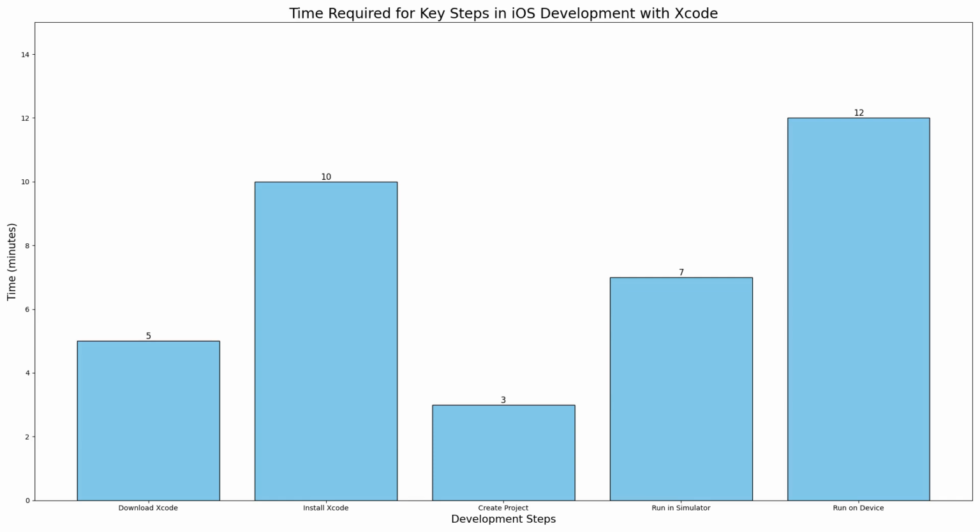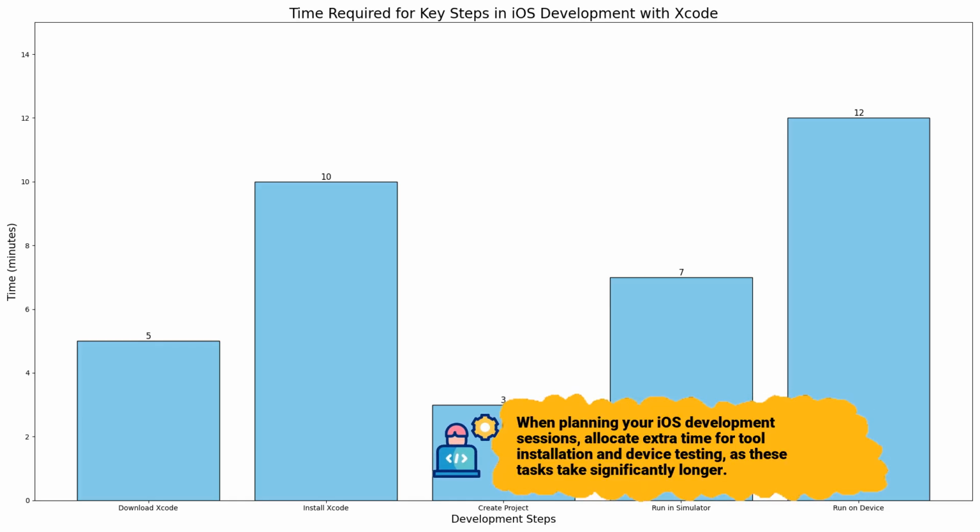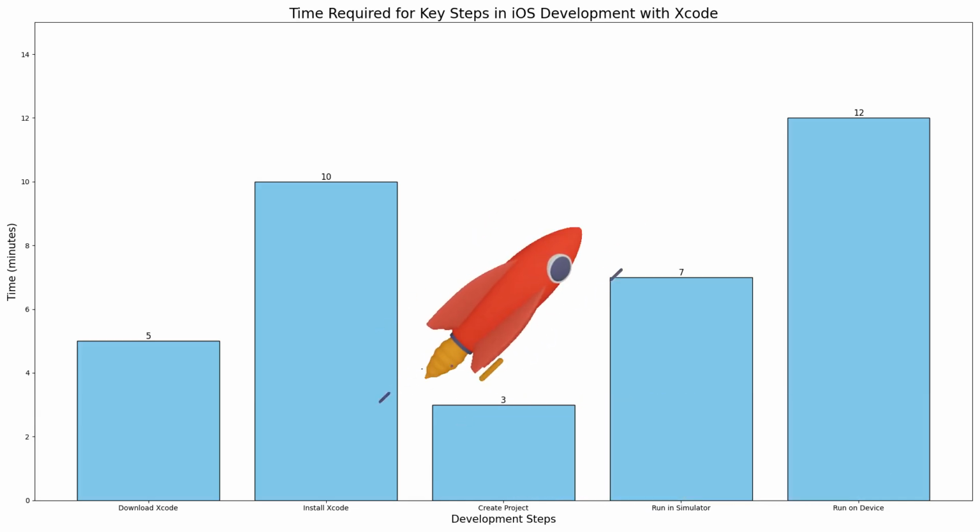From these values, we can spot some clear patterns. Creating a new project is definitely the quickest task, clocking in at just 3 minutes. While preparing and testing on a real device, well, that's where things get a bit more demanding at 12 minutes. Now, installation and device deployment really stand out as the two primary time sinks. Installation takes about 10 minutes, which is roughly double the time it takes to download, sitting at just 5 minutes. And running on a physical device takes noticeably longer, 12 minutes, compared to the simulator, which is only 7 minutes.